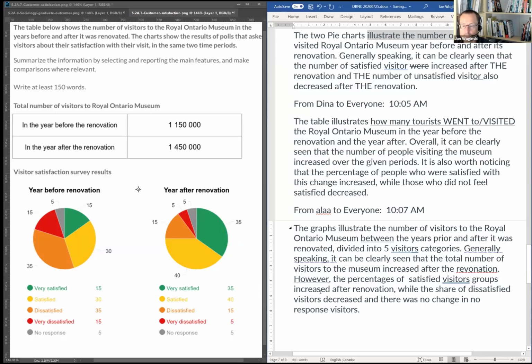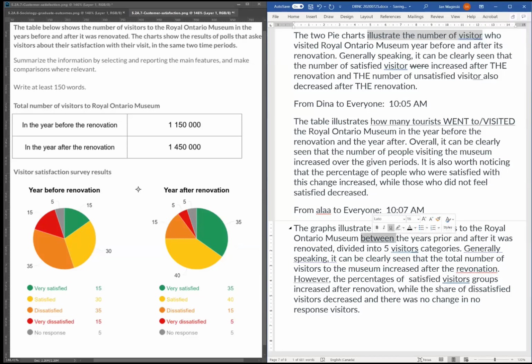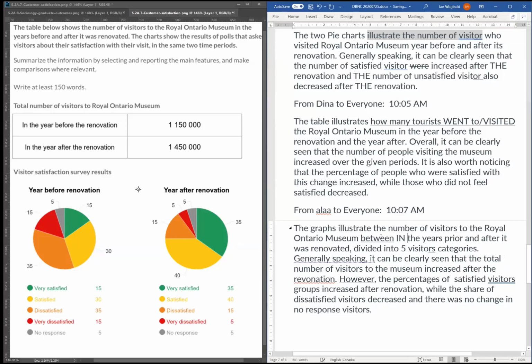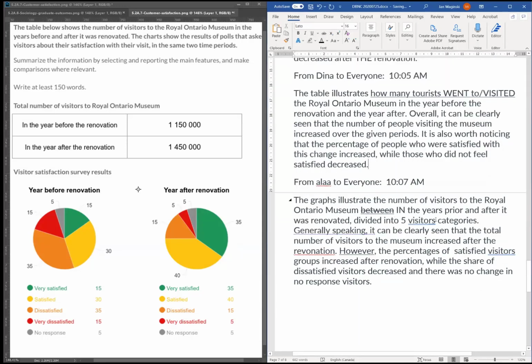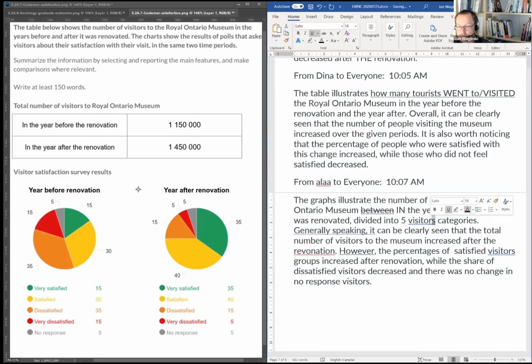The graphs illustrate the number of visitors to the Royal Ontario Museum. You need a different preposition here. And the years. That's it. Five visitor categories. Right. If you're treating visitor like a modifier for categories, we don't pluralize modifiers.